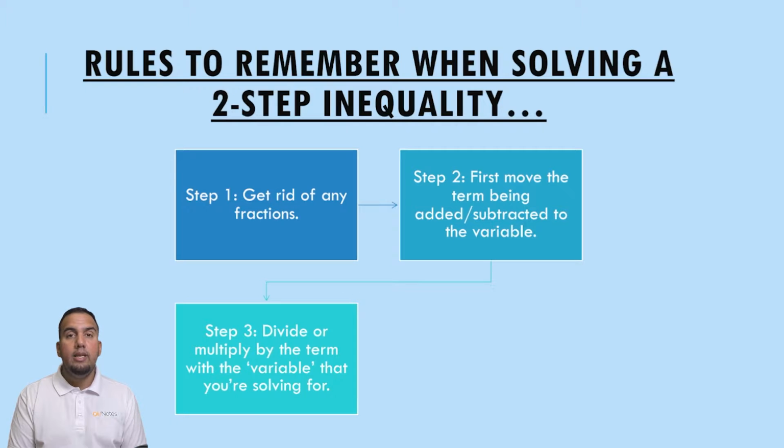Step 2 is you're going to see a term that's being added or subtracted next to x. Let's get rid of that number by doing the inverse, which is either addition or subtraction depending on the problem. And lastly, if we did step 1, then that means we have possibly a number that's next to x. Well, next to means being multiplied. So what's the inverse of multiplication? Division. So step 3 says, let's go ahead and divide.